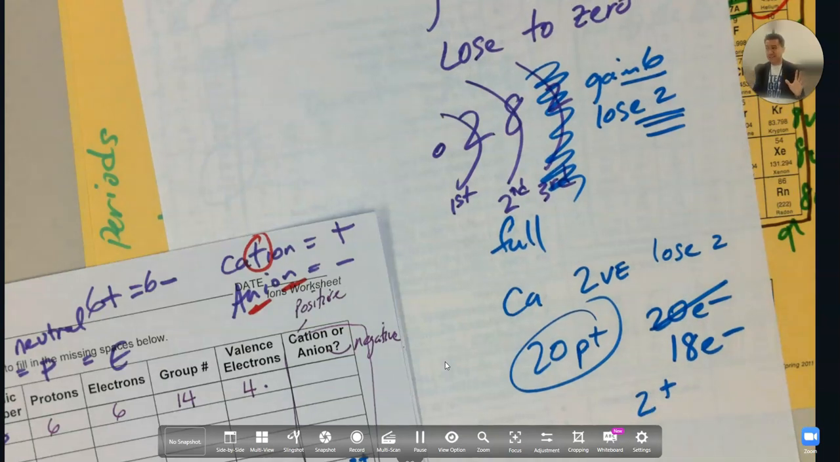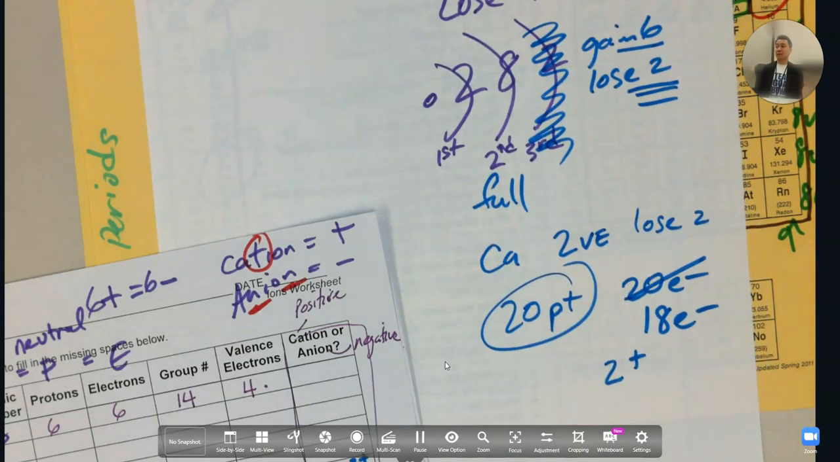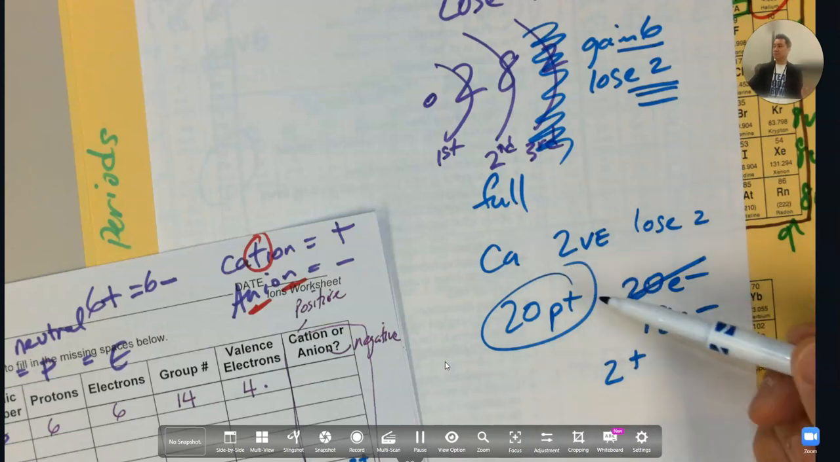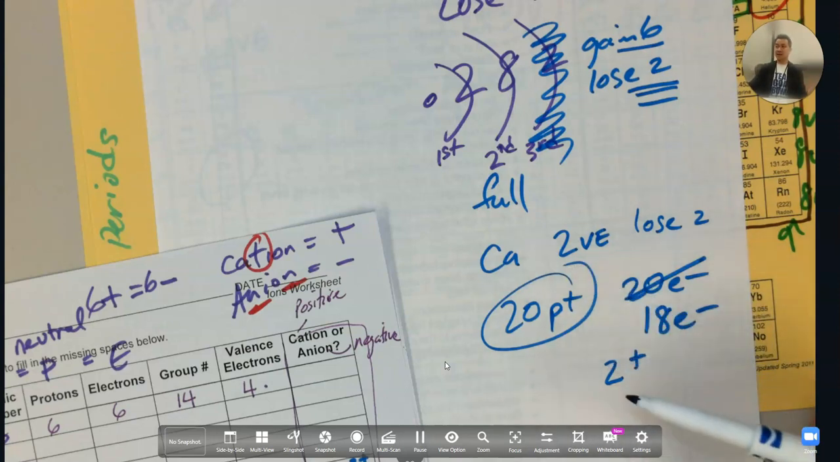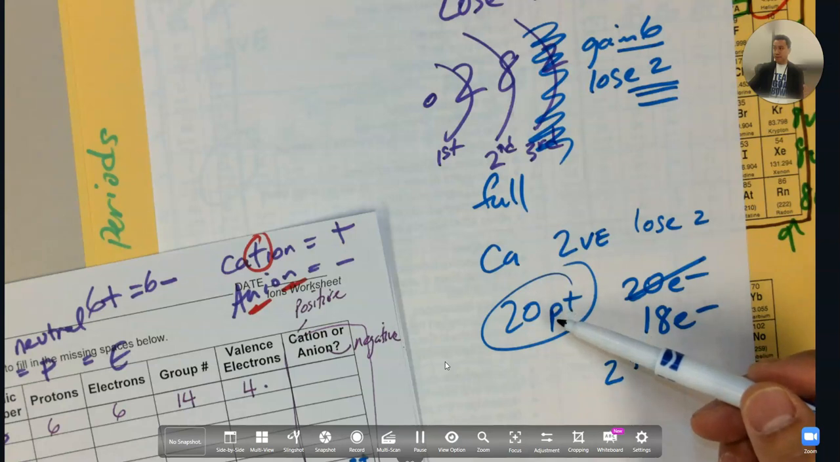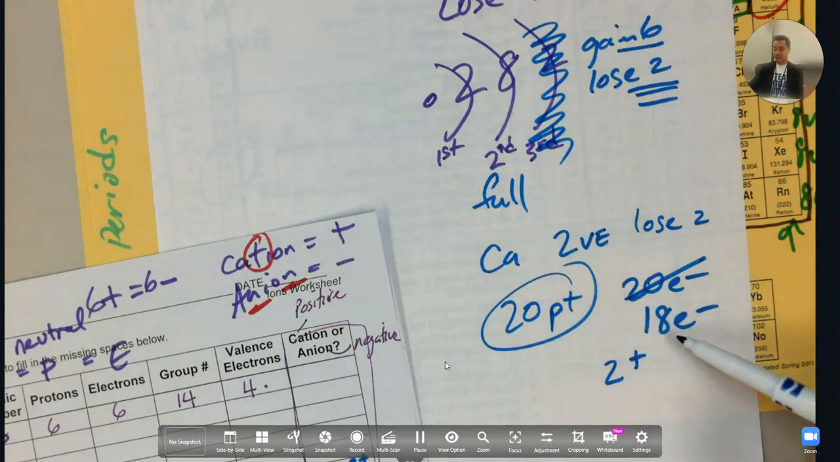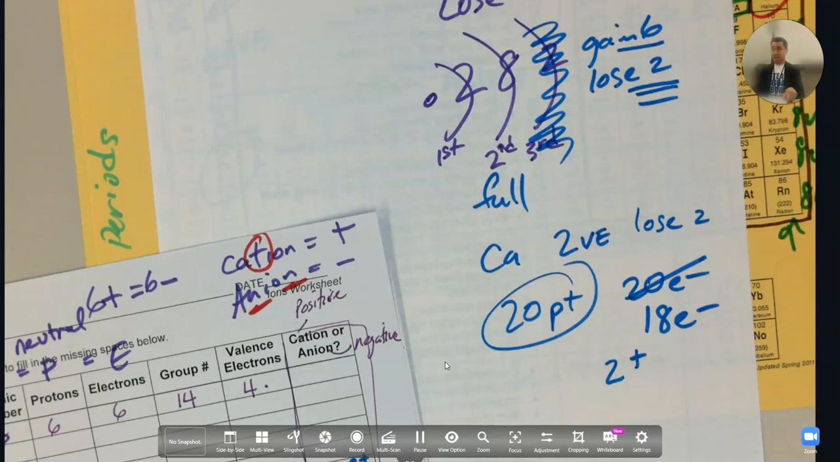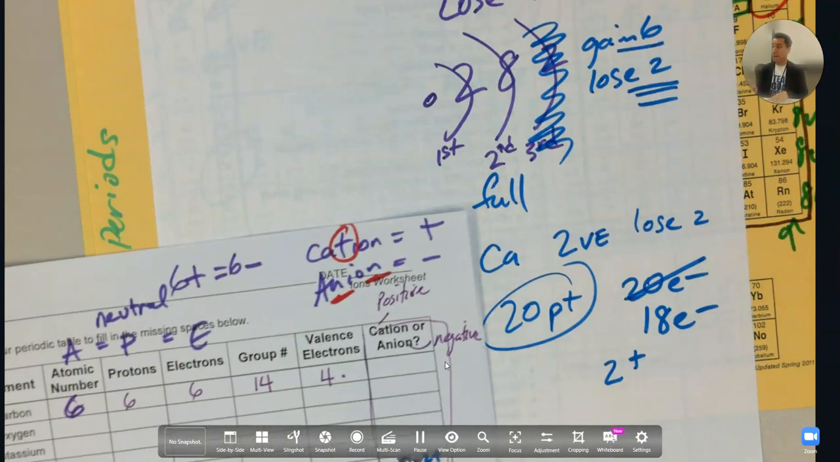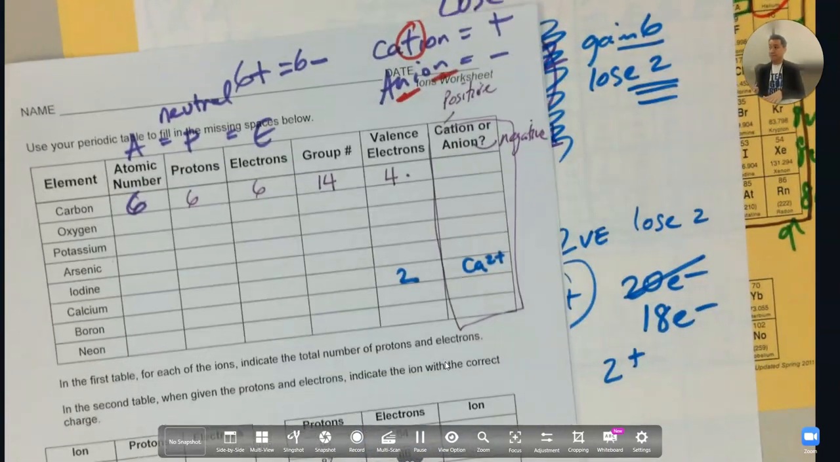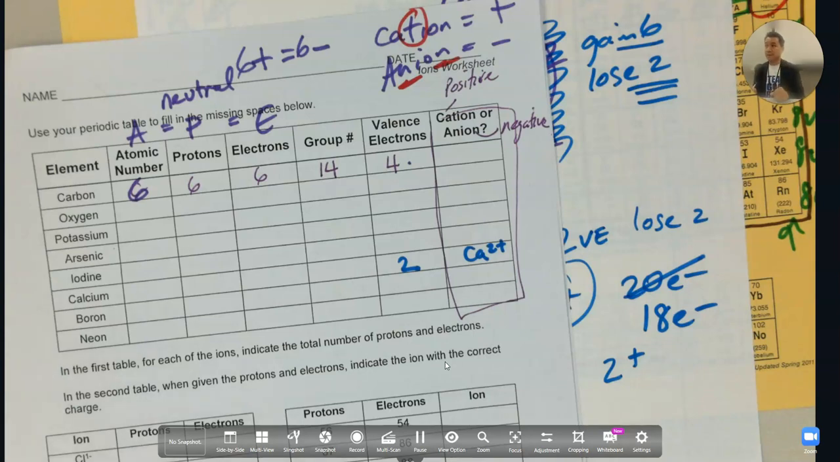All right? Pretty simple math. Maybe you've learned it in the past, maybe you haven't. Just take a moment to absorb that. So 20 protons and 18 electrons now. It has a full shell underneath. Therefore, it's going to be positive. It's got 2 more protons, so it's positive. Let's look at one that's going to be negative.